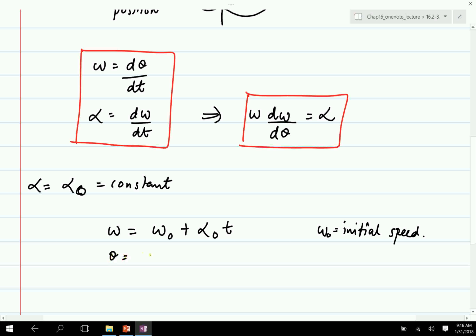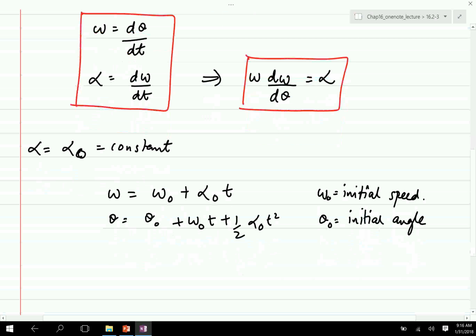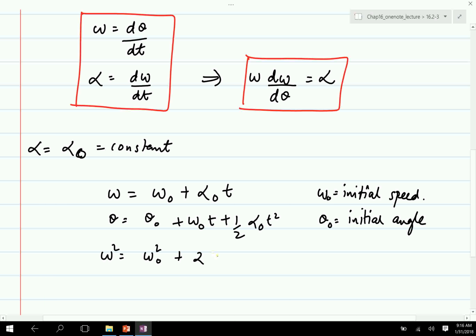Similarly, we have theta equals theta 0, which is the initial angle. In the figure I showed theta 0 is 0, but it doesn't have to be 0. Plus omega 0 t plus half alpha 0 t squared. And then finally, the last formula relates the angular speed as a function of displacement, or in this case angle: omega squared equals omega 0 squared plus 2 alpha 0 times theta minus theta 0.